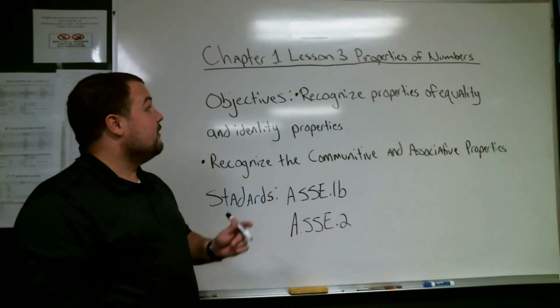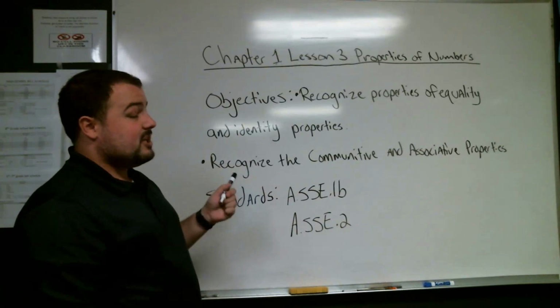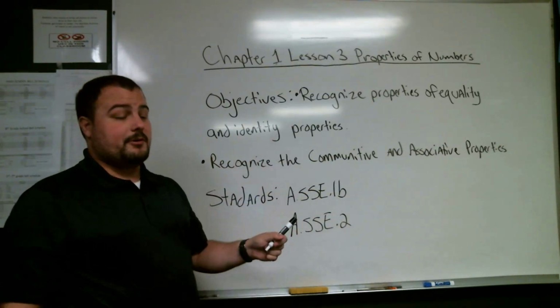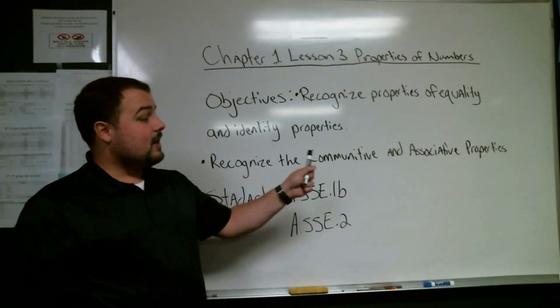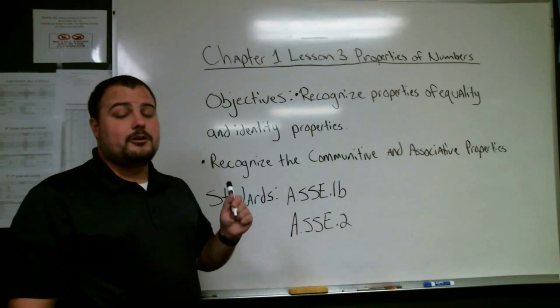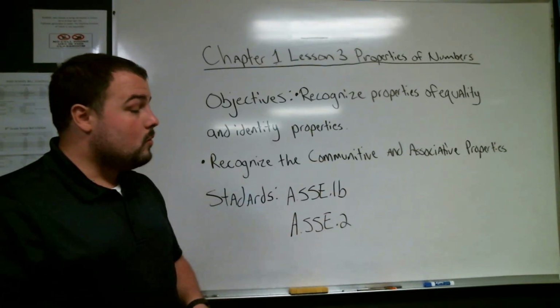We made it to our third video. Chapter 1, Lesson 3, Properties of Numbers. Your objective in this lesson is to recognize the properties of equality and identity properties. Recognize the commutative and associative properties. The standards that we're going to be addressing are Algebra Standard SSE 1B and Algebra Standard SSE 2.